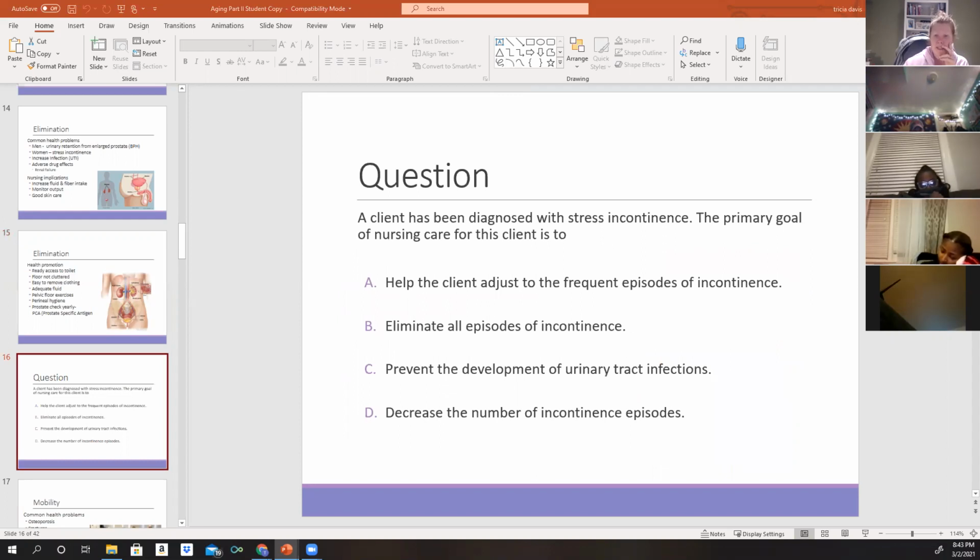A client has been diagnosed with stress incontinence. The primary goal of caring for this client is to: A, help the client adjust to frequent episodes of incontinence; B, eliminate all episodes of incontinence; C, prevent the development of urinary tract infections; or D, decrease the number of incontinence episodes. What do you guys think? A. A.